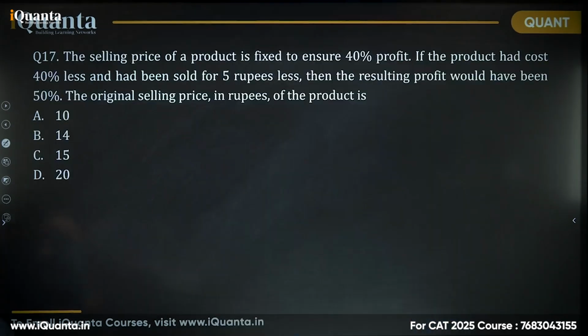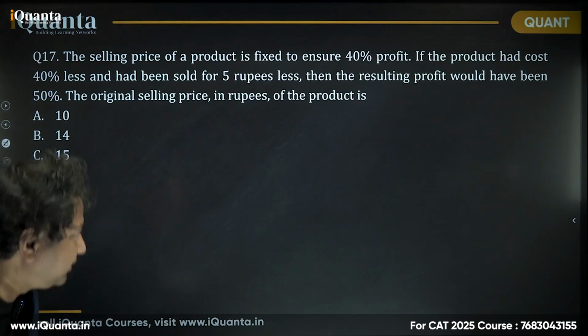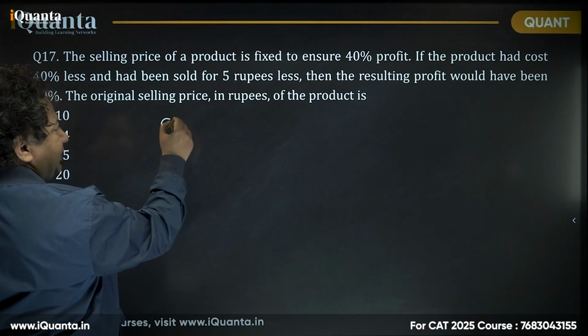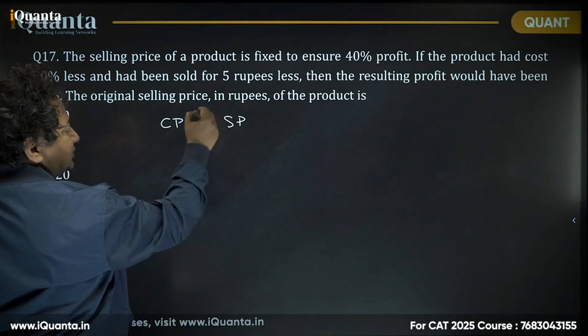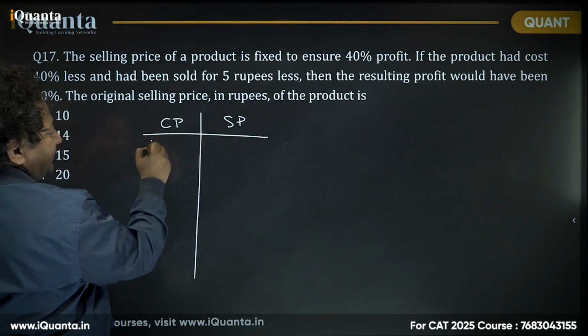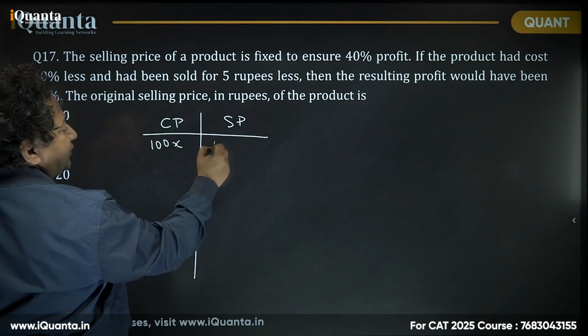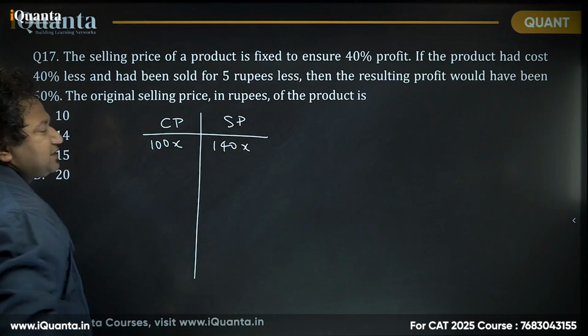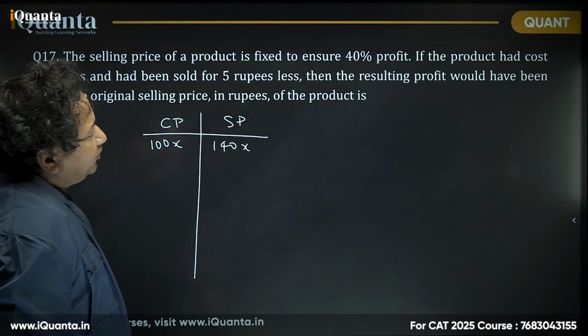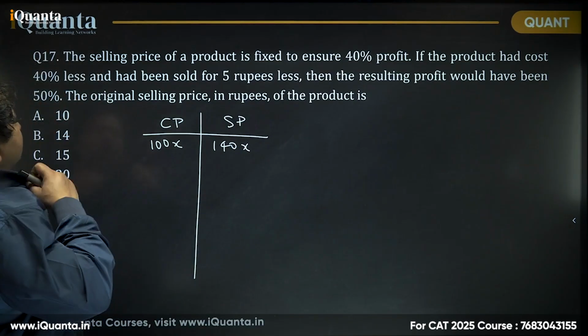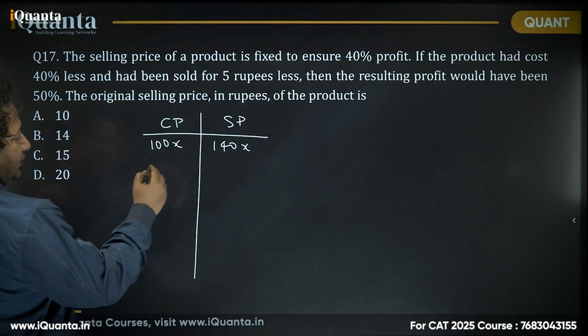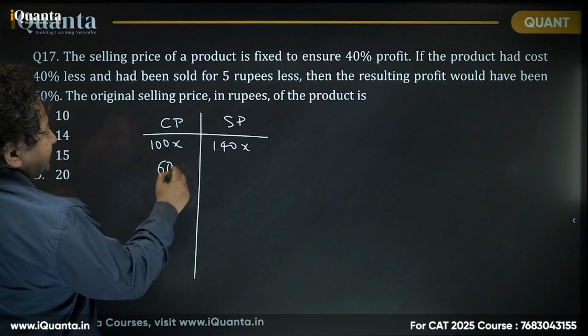The selling price of a product is fixed to ensure 40% profit. Which means if I take the cost price as 100x, SP will be 140x. Perfect, because you get the profit on cost price only. The product had cost 40% less. It means the new cost price is 60x.